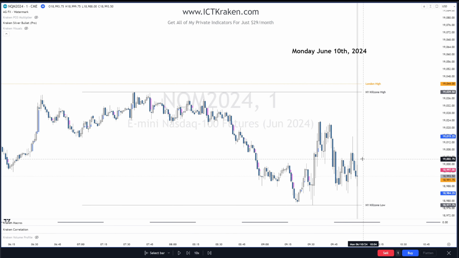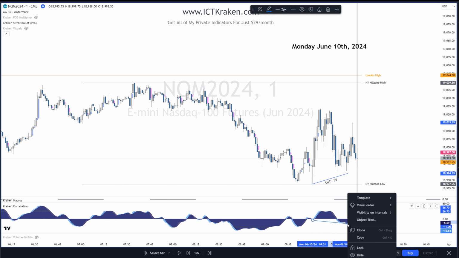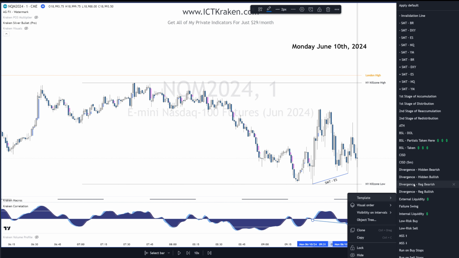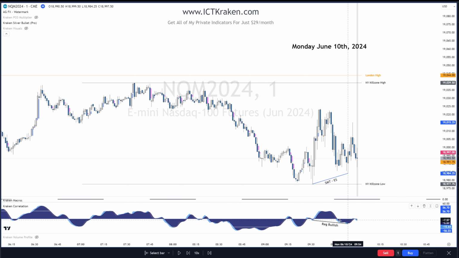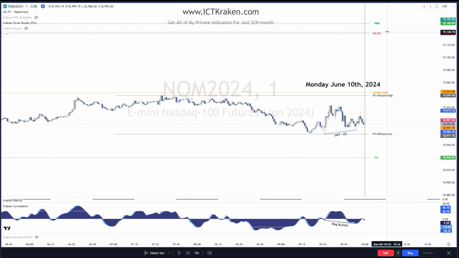Okay, so here's what we got. When I look at this, I saw that we had an SMT right here, but that we also had a divergence right here as well. That is regular bullish divergence right here. This is going down, they're going up. So I'm looking for highs. The first target would be kill zone high, then London high, and then PM buy side, previous day, previous week high right there. If we got those, okay.